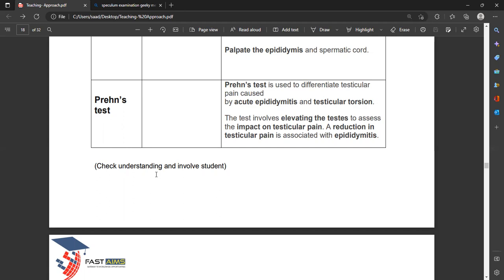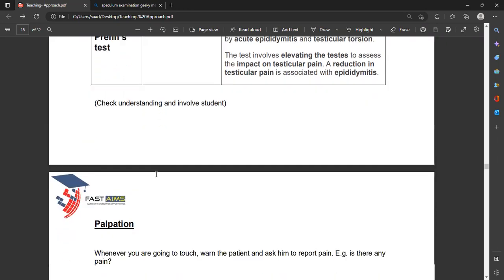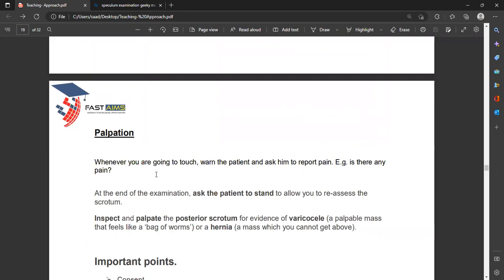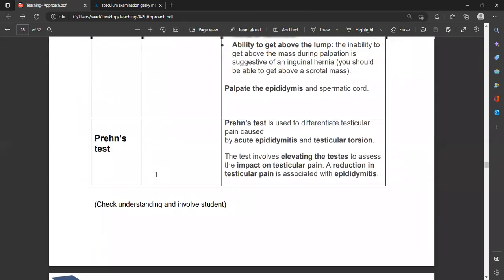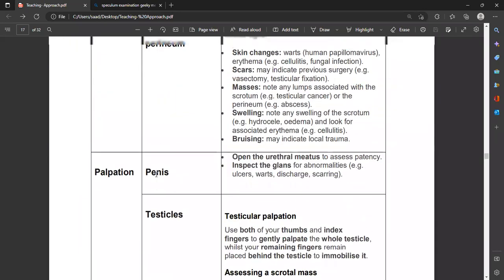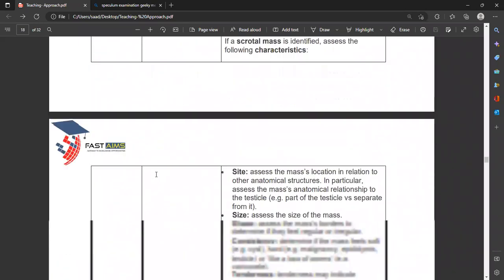Now start examination, inspection, then palpation. Before palpation, I'm going to touch. If you have any pain, just let me know. During palpation, if there's any pain, just let me know. John, are you fine? Tell the student that during palpation you are going to palpate, you're going to check for the pain. And then Brand test, cremasteric reflex, and then last, cover up yourself and thank the patient. There are a few tests like the transillumination test. You can do it in the palpation part.